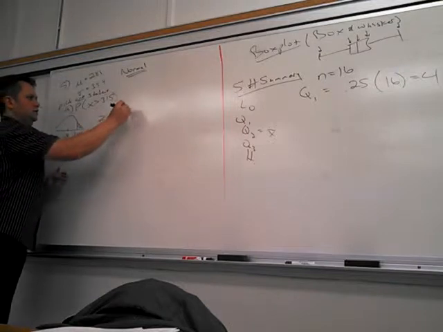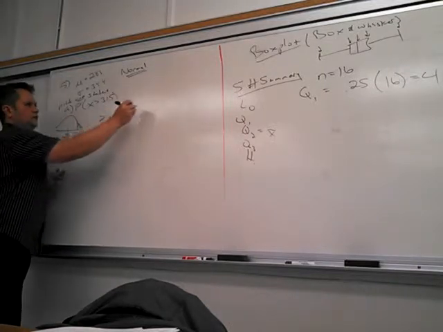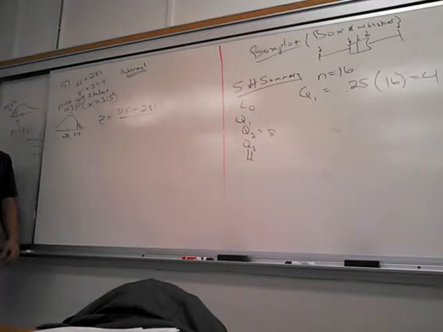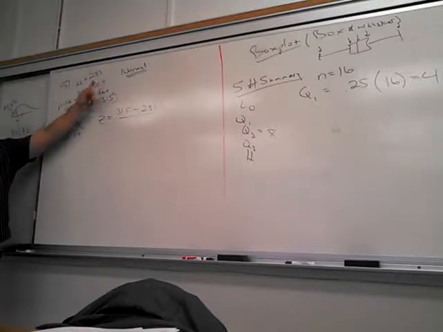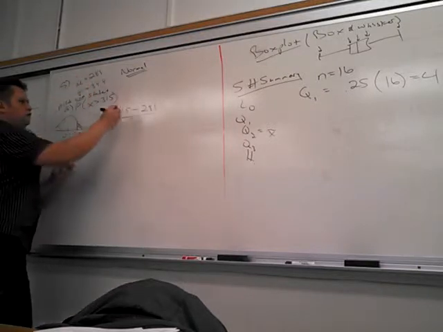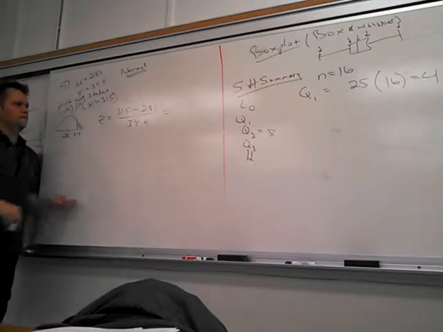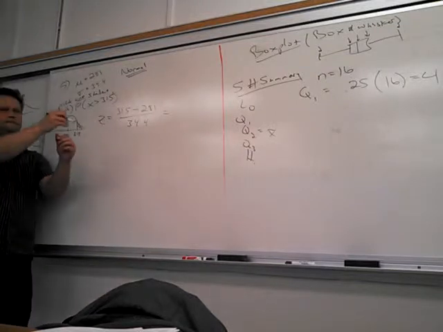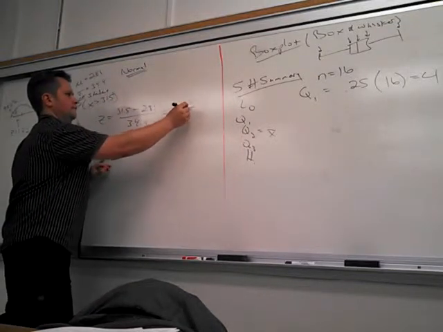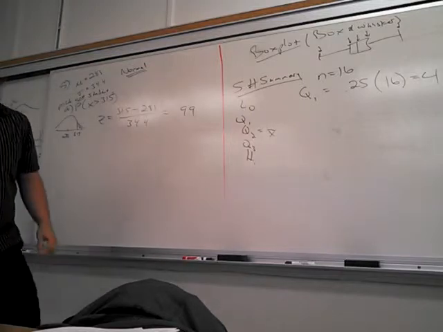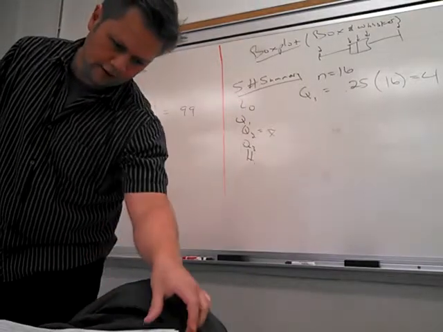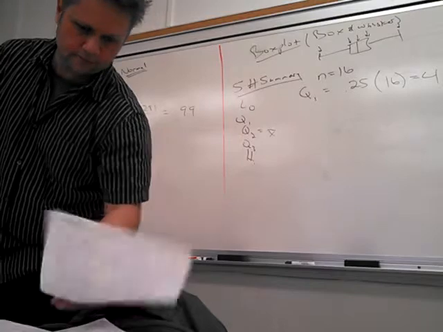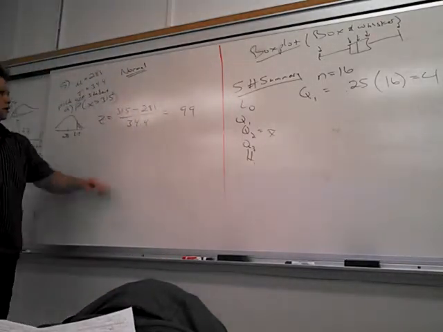Good, 315, my data point, minus the mean, divided by the standard deviation, which is still this, because I'm only talking about one person, and that's what this is good for. Individuals. So 34.4. That gives 0.99. All right, so that's the Z-score.